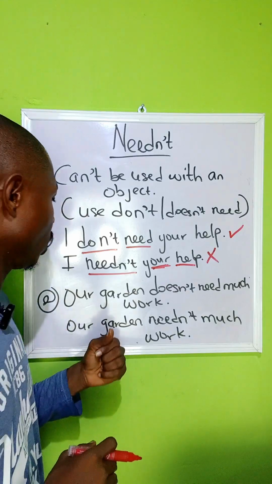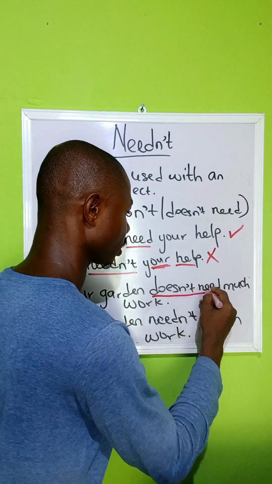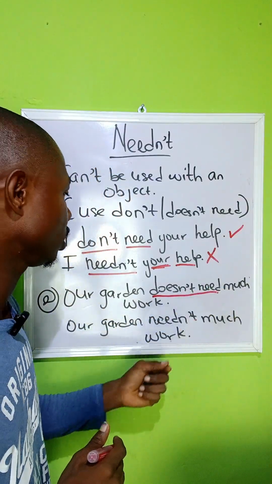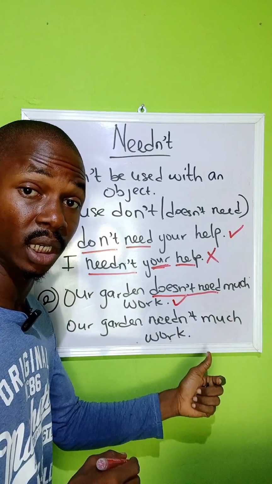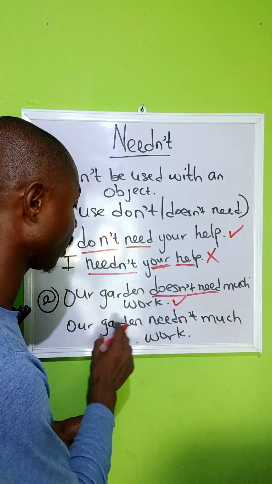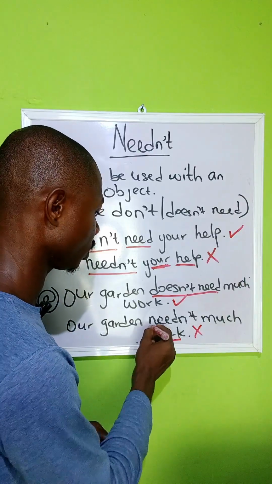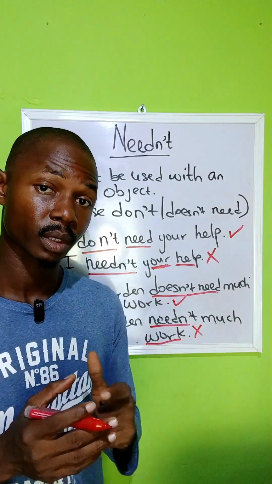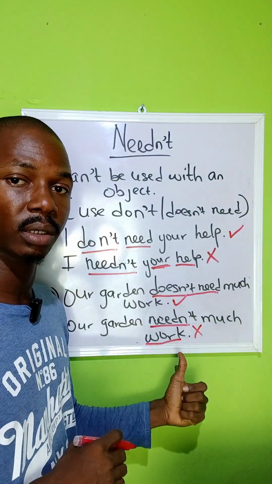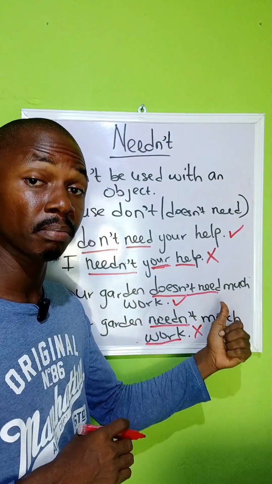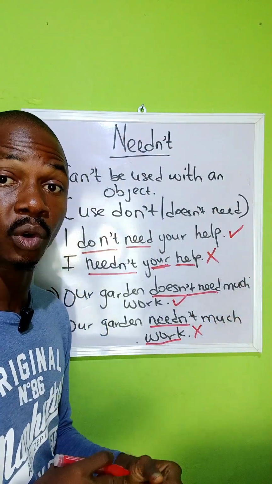Now, number two, our garden doesn't need much work. This is correct because you can use doesn't need or don't need. But you can't use needn't with an object. So it's not correct to say our garden needn't much work. You should say our garden doesn't need much work. So this is an exception for needn't.